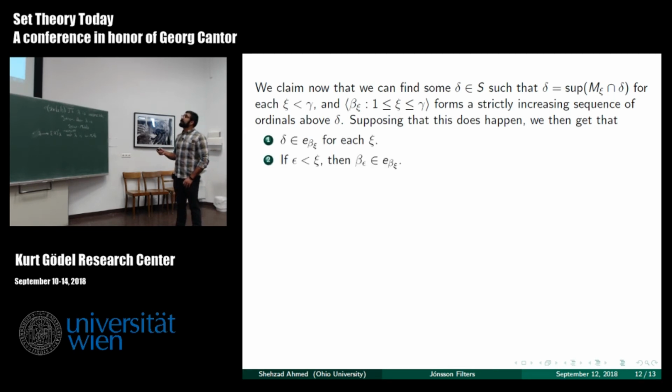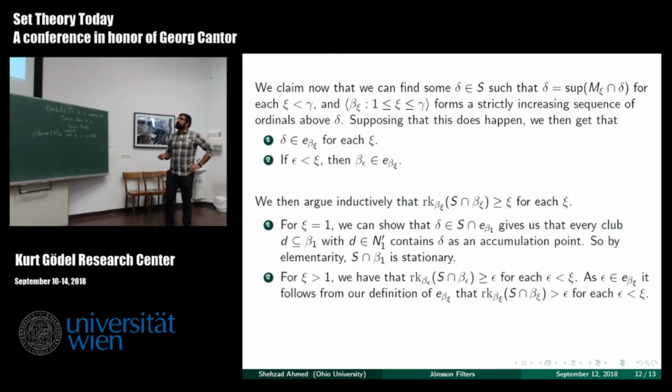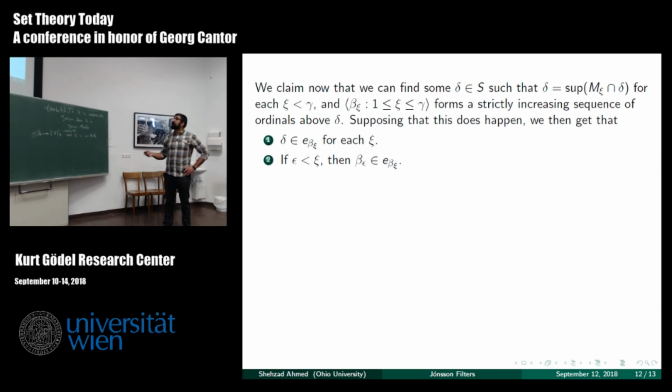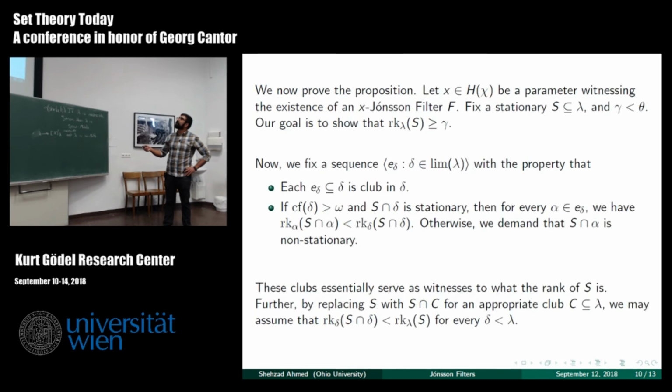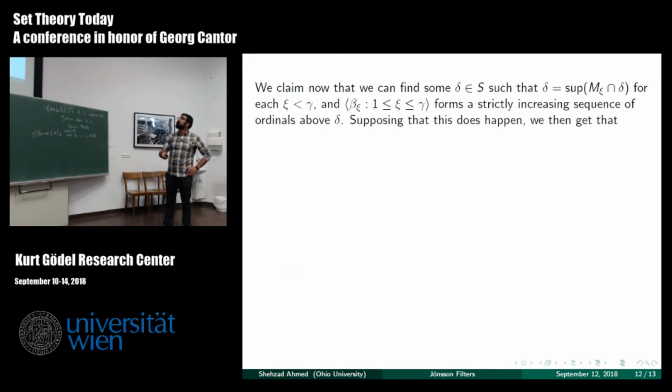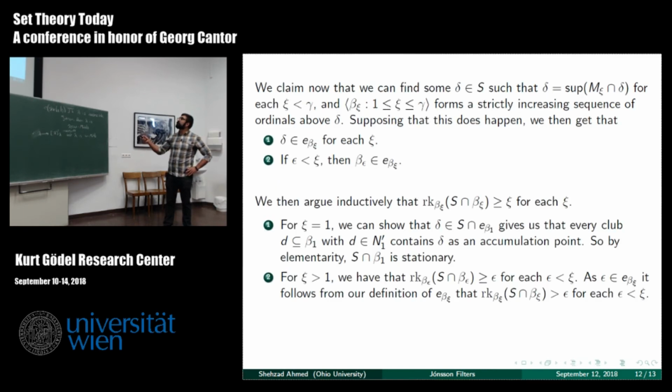So if we do this, right, then we get that delta is in E beta psi for each psi, and that just follows from that club indiscernibility thing again, because E beta psi is always inside each of these models, and also that if epsilon is less than psi, then beta epsilon is in E beta psi. Okay. Once we have these assumptions, we can argue inductively that the rank at beta psi of S intersect beta psi is greater than or equal to psi for each psi, right? Because we have this assumption earlier, that rank delta of S intersect delta is less than rank lambda of S, this tells us then by induction that the rank of S must be greater than or equal to gamma.